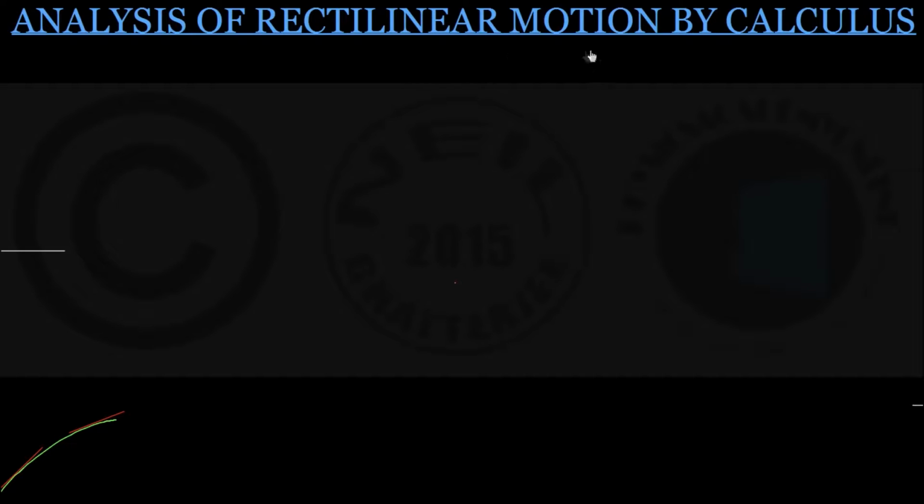Rectilinear motion by calculus. Now, some time back we did a lecture whose topic was graphical analysis of rectilinear motion. And if you remember, we had there discussed a particle moving in a straight line and had learned to draw its position time graph and from there velocity time graph. Let me recall that with some figures.